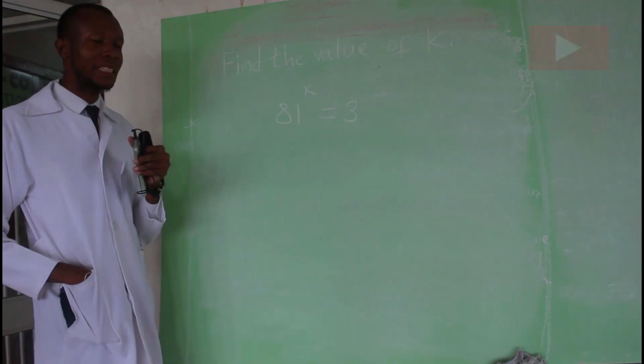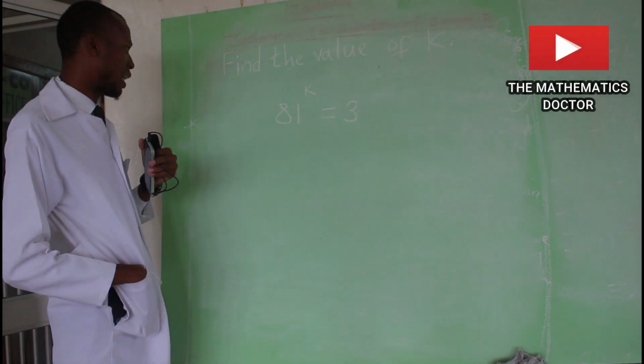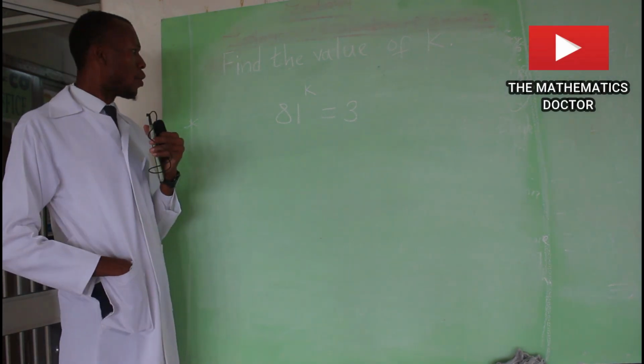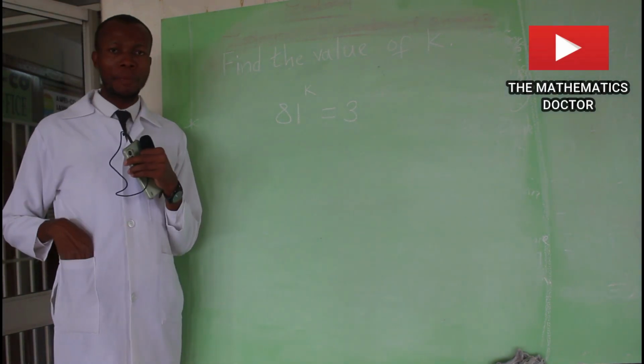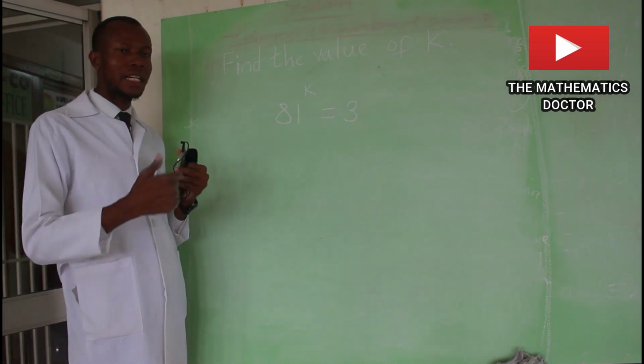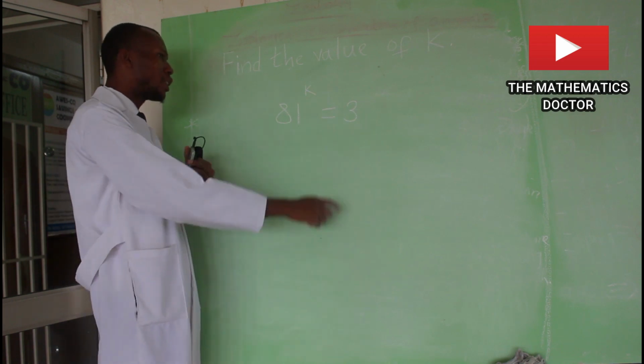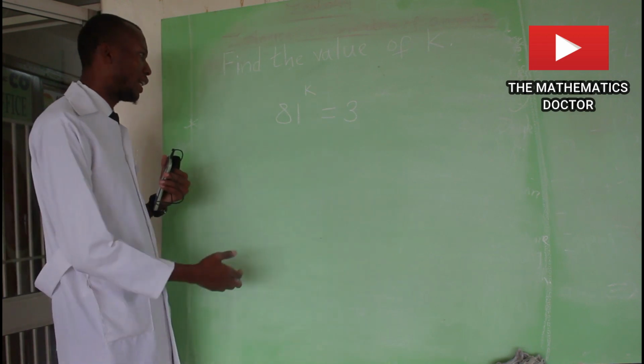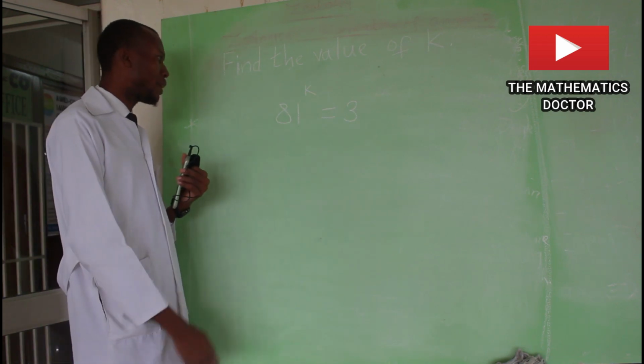So we have a similar problem as the one that we have just solved, except that this time we are given 81 raised to the power k, and everything has been equated to 3. Just like what we have done, you need to equate the bases, the one on the left and on the right. The bases need to be exact.